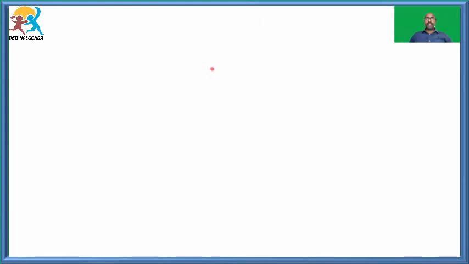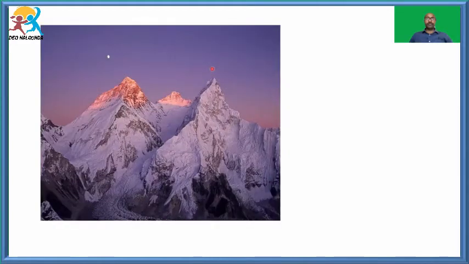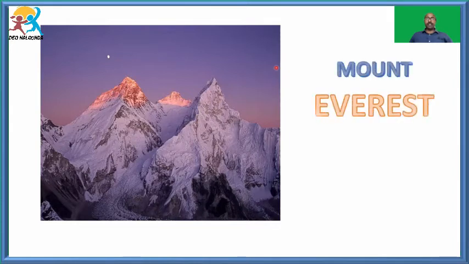Dear students, in this class, I am going to start a new chapter, Applications of Trigonometry. Students, first you look at this picture. It is a beautiful mountain. Do you know the name of this beautiful mountain? Is somebody guessing? Yes, your guess is correct. The name of this mountain is Mount Everest.